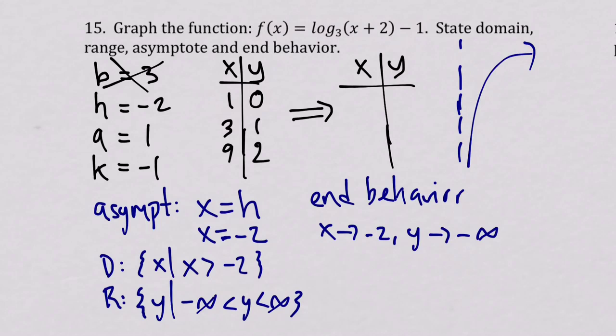On the other side, on the right side, as x goes to +infinity, to the right forever, y goes to +infinity as well. It goes up forever. And there it is. The only thing you got to remember of this one is the table that you start with. That's the important thing here, and the asymptote. It's not y equals k, it's x equals h, because it's a logarithmic function, not an exponential function.